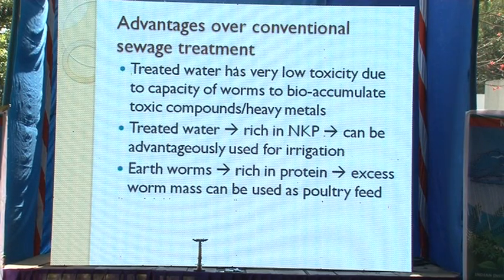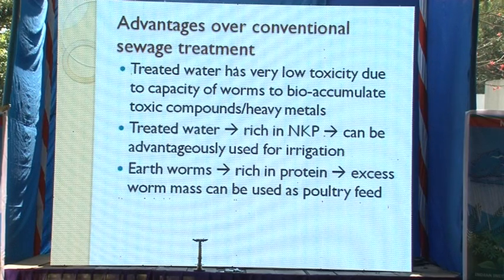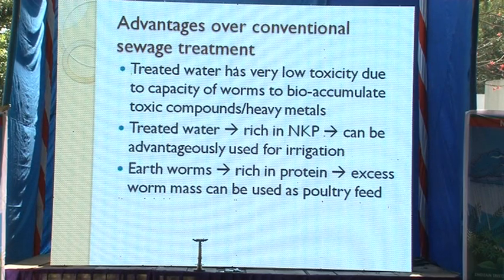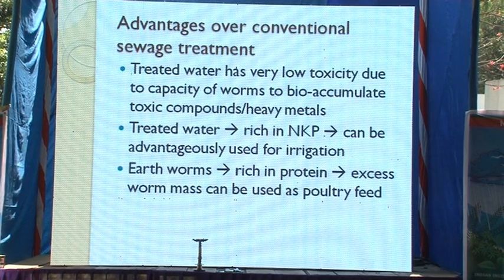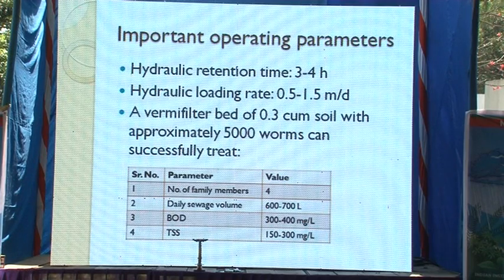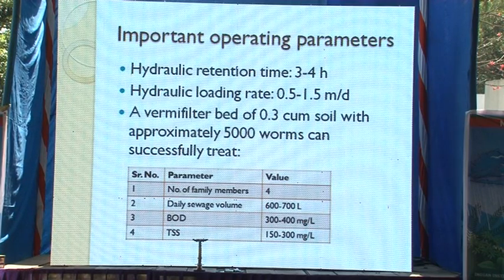Nutrients are not destroyed in this process, and that's why most of them are available to us in treated water. And as I said, the excess biomass in the form of earthworms can be sold, or it can be used for this. So this is just simple mathematics.